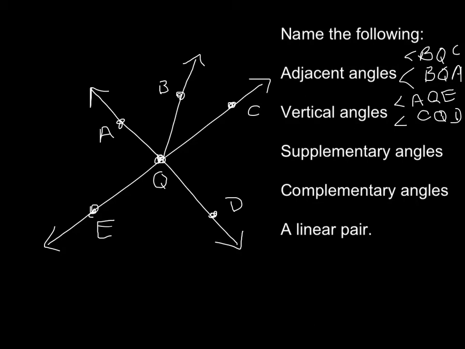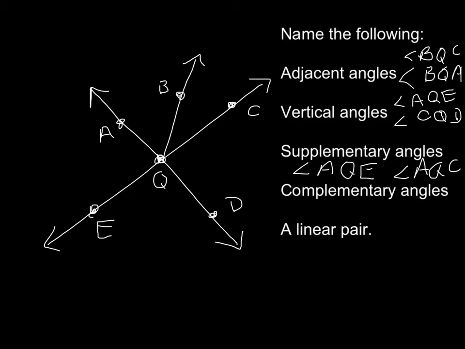For supplementary angles, I need angles that will add up to be a straight line. So here's a straight line. We can use 2 or 3 angles to describe that. I'm just going to use 2. I'm going to use AQE and AQC. They form this straight line. AQE, AQC.